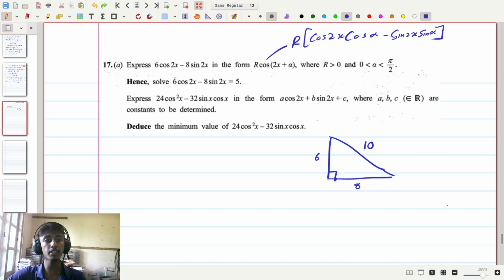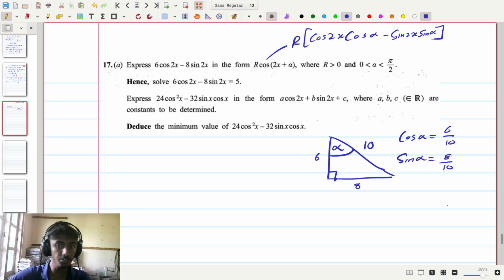Now since we want the term that has a 6 to be the cosine value, we need to make it such that the angle alpha has cosine of alpha related to the 6. So according to that, the alpha must be over here. Considering this, cosine of alpha here is equal to 6 over 10, and similarly, the sine of alpha here is equal to 8 over 10.